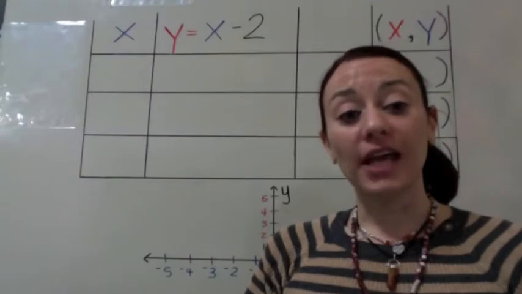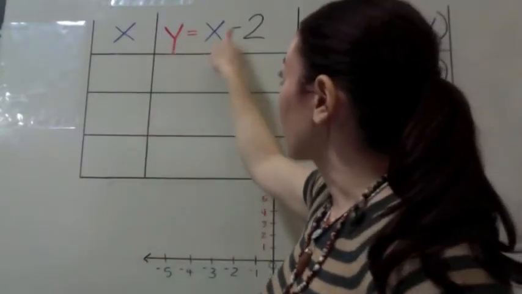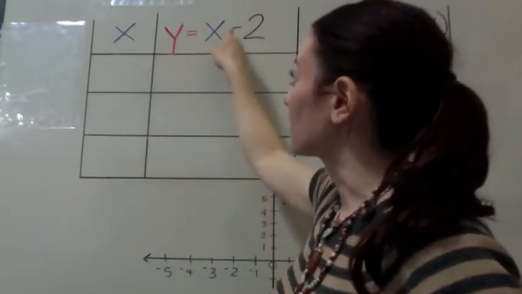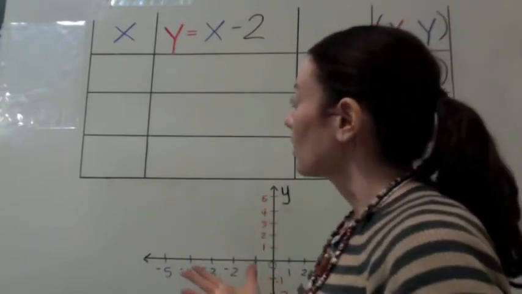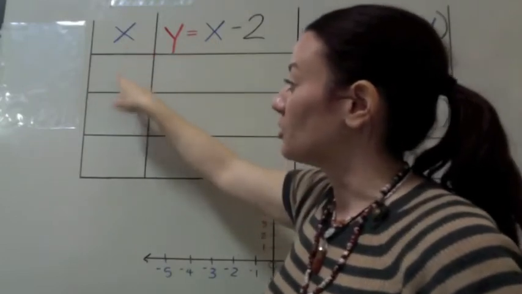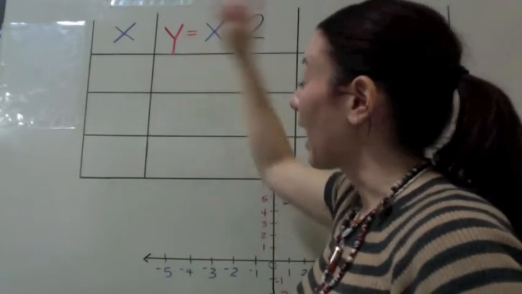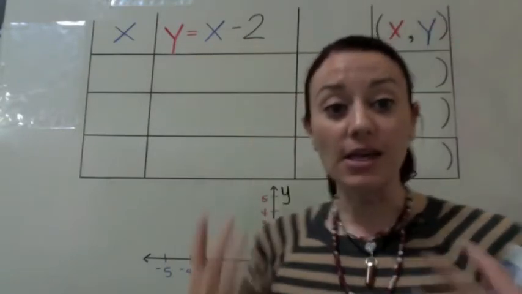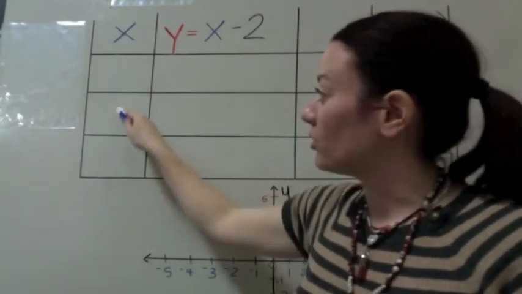So let's take a look at the first linear equation. It says y equals x minus 2. What does it say? y equals x minus 2. Okay? So in this equation, we can plug in any value for x. We're substituting any value for x to find a value of y. However, we need to be subtracting 2 from x each time. Okay? What values for x should we use?